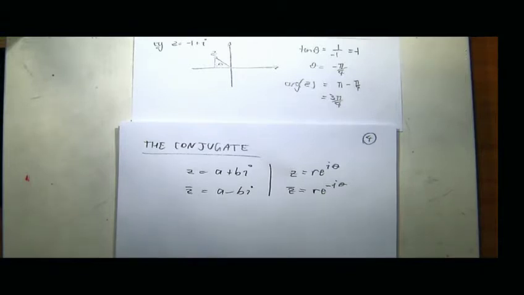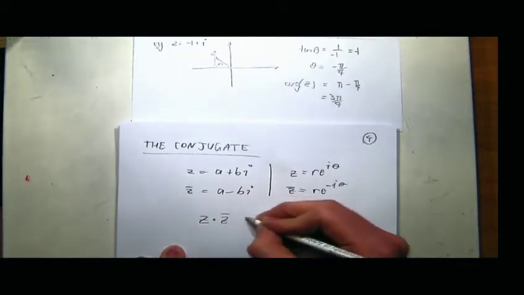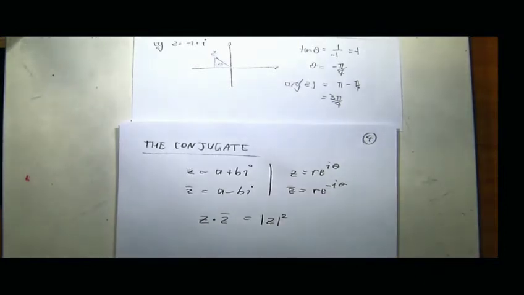And why do we care about conjugates? Well, there's two reasons. One is that a number times its conjugate is a real number, which is the square of the length of the number. So it's a bit like dot products, right? With vectors, if you dot a vector with itself, you get the square of the length. Well, this is the closest we can get for complex numbers. Instead of dotting it with itself, you dot it with its conjugate to get the square of the length.